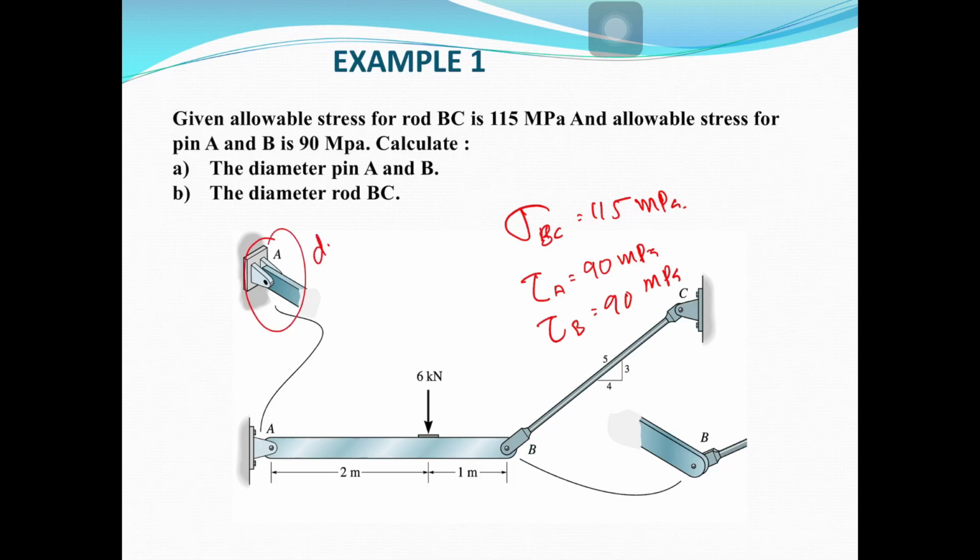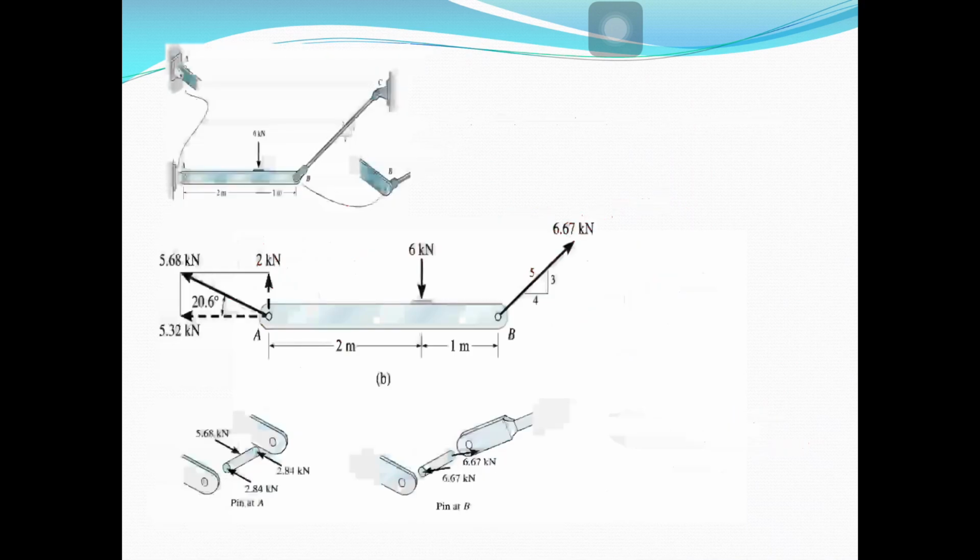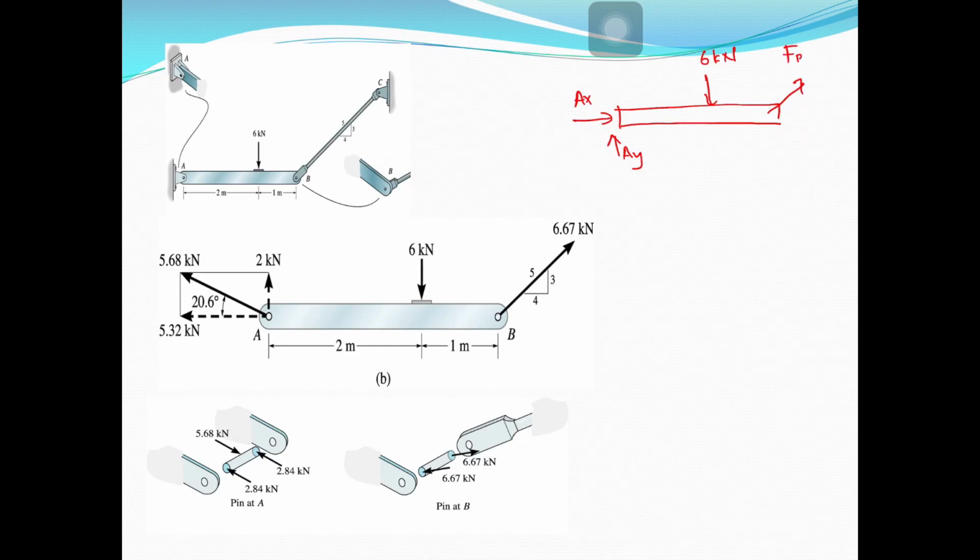So A here is double shear. If you look at the diagram, it's double shear. So this one is single shear. I already explained in the previous lecture how to determine double shear and single shear. So let's do our own. We have here Ax because this is a pin, and you have 6 kilonewton. And you have FBC, only one direction because this is a two-force member. Same with a cable in your test. If you have a cable, you have only one direction.